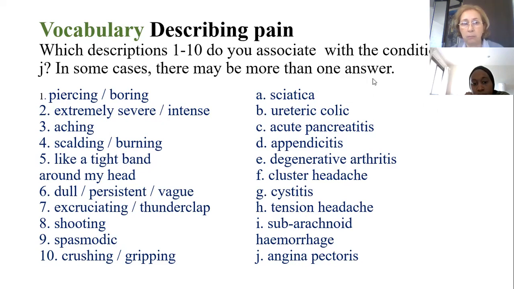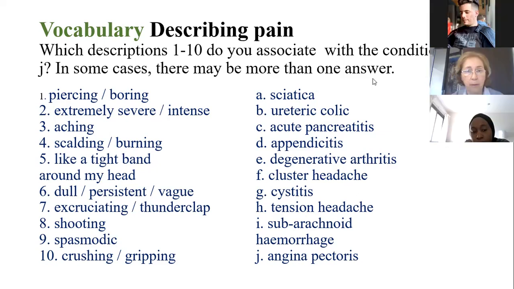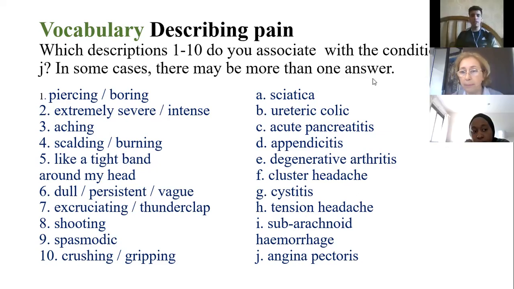Ayham, do you want to say something? I want to start to solve. All of them? No, just one. Which one? Number 5. Okay, what is it? Like a thick band around my head. I think it is tension headache. Tension headache, like a tight band. Exactly, you're right, because this is in the head.